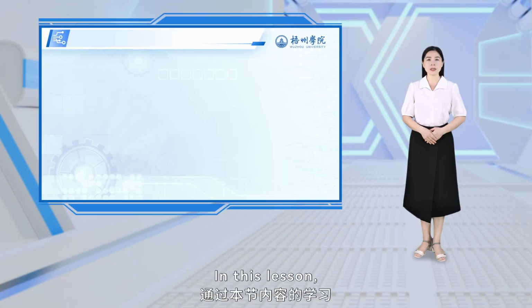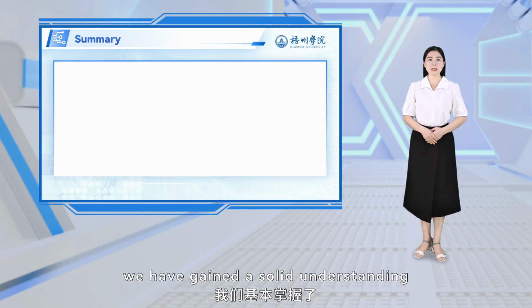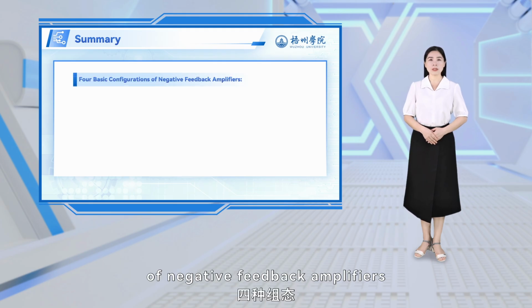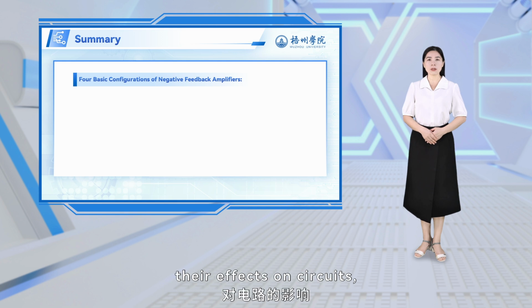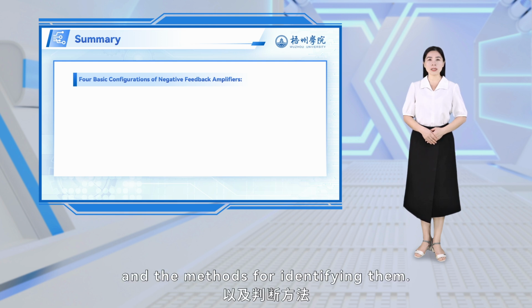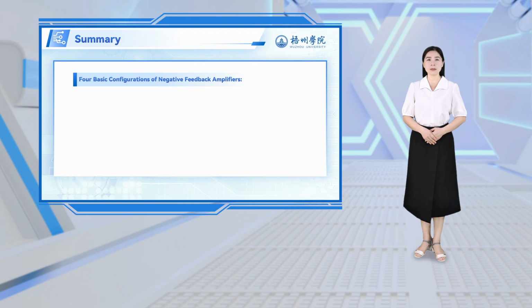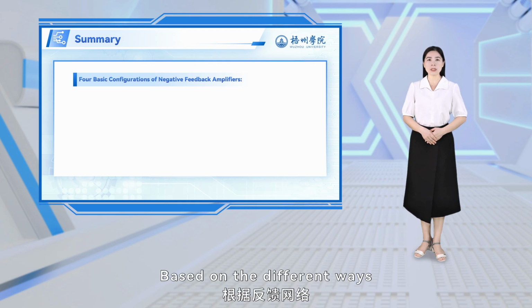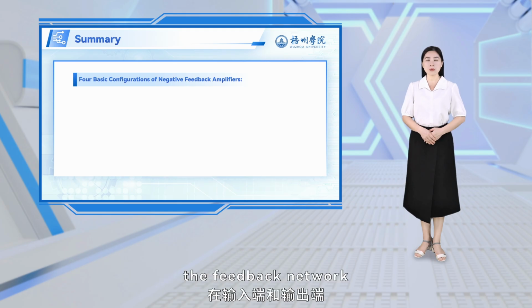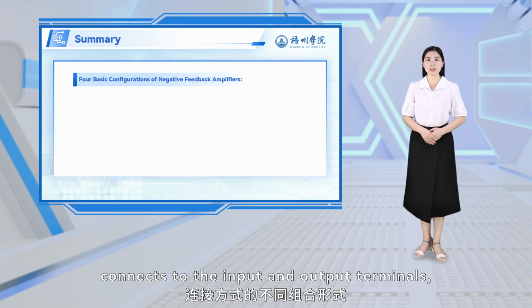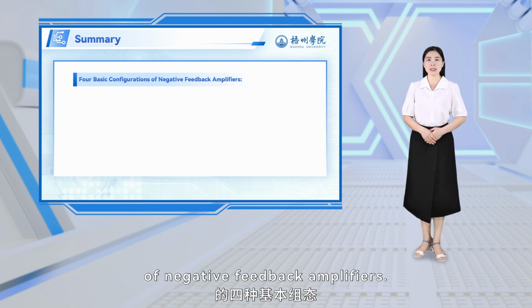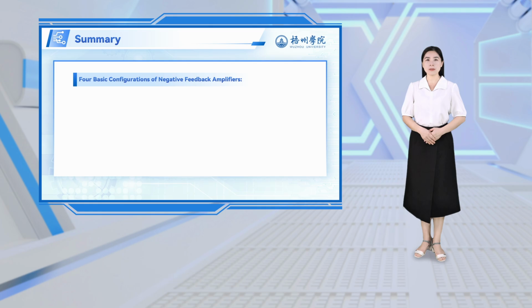In this lesson, we have gained a solid understanding of the four basic configurations of negative feedback amplifiers, their characteristics, their effects on circuits, and the methods for identifying them. Let's wrap up with a brief summary. Based on the different ways the feedback network connects to the input and output terminals, we can form four fundamental configurations of negative feedback amplifiers.